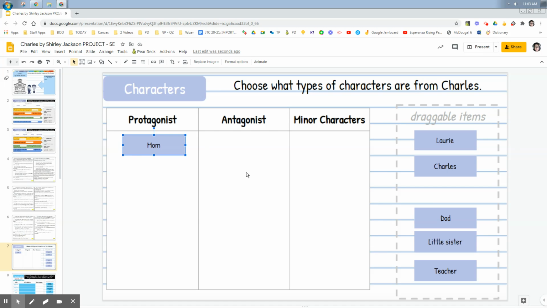So what you're going to do is choose which 2 characters are the antagonists. There are 2. And then you're going to select and drag where the minor characters are, and there are 3. So pause the video, do your work on slide 7, and when you're ready, unpause the video and move on to slide 8.